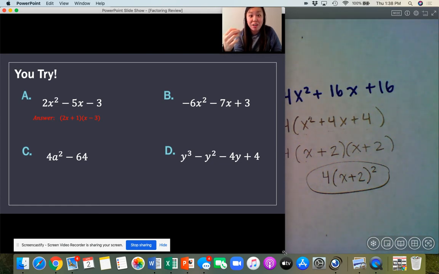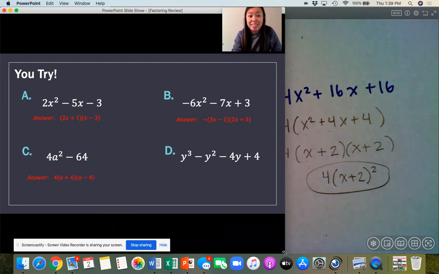Hopefully you remembered to factor out that negative 1. Your final answer should be the negative quantity 3x minus 1 times the quantity 2x plus 3. Make sure you're listening to the way I'm saying these expressions to match your solutions. All right, I look at C. Hopefully those bells are going off because we've got a binomial, a minus sign in the middle, and my first term and my last term are perfect squares. That's going to tell me that this is a difference of squares. So I factor out my 4. I get to my answer of quantity a plus 4 times quantity a minus 4. It's a difference of squares.